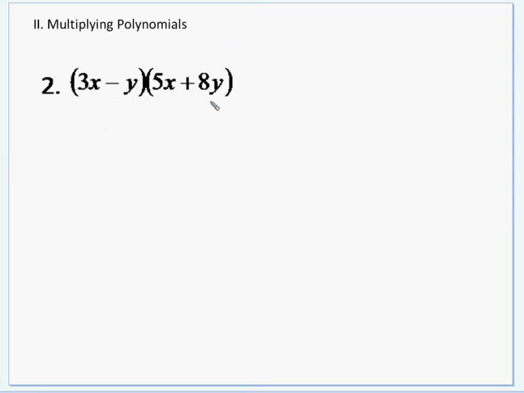Now when we're multiplying two binomials, the easiest thing to do is just use FOIL. Remember, it's going to be first, outer, inner, and last. So you're going to multiply them. Our first term would be 3x times 5x gives us a 15x squared. Our outer is going to be 3x times 8y. It's going to be a positive 24xy.